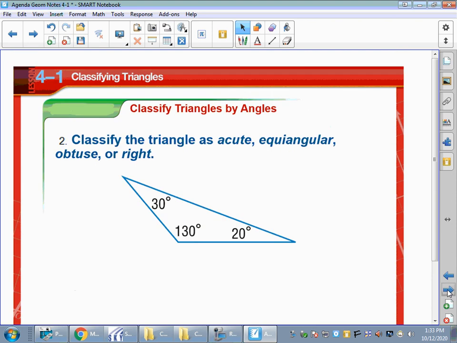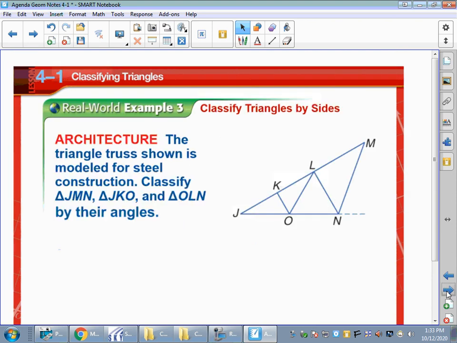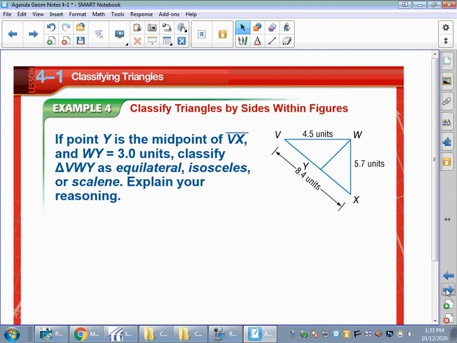Let's skip this one. I think we get that. So this one, it says to classify the triangles by its sides. Actually, let's scooch to the next one. Classify its triangles by its sides within figures. So we've got this figure, we've got all these lengths on here. It says point Y is the midpoint of VX. The whole thing, notice I give you the length of VX. WY is equal to 3.0 units.